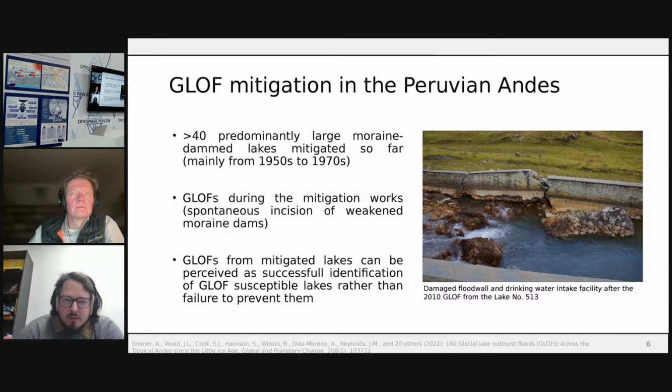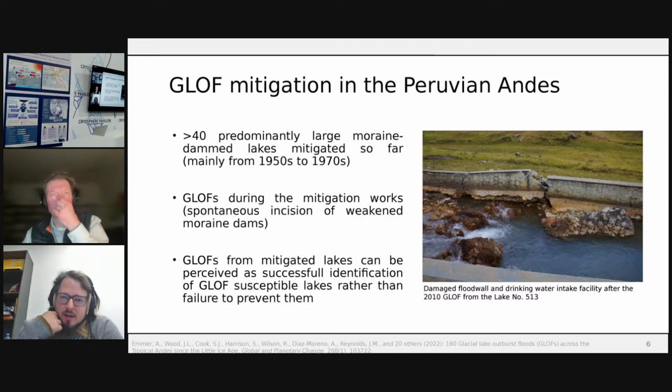So in total, more than 40 mainly moraine dam lakes have been mitigated so far in the Peruvian Andes, most of them between the 1950s and 1970s. Since those were quite pioneer projects, it is also important to mention some incidents that they have encountered. I would like to mention one, the lake outburst from Lake Jankarurish in the 1950s, that occurred during the remediation of the dam, and it was a pretty bad flood that claimed about 500 lives.